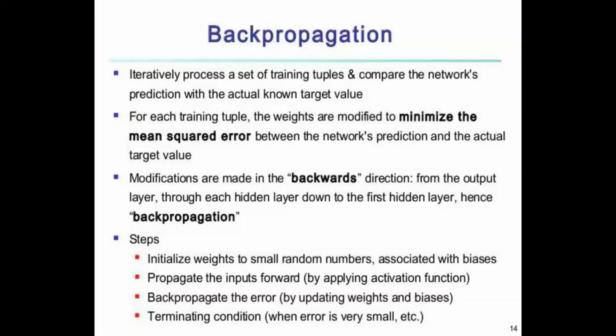You can find the backpropagated error. Err of j equals Oj (1 minus Oj) (Tj minus Oj). Oj is the actual output of unit j. Tj is the known target value for the given training tuple. Oj (1 minus Oj) is the derivative of the logistic function. So finally, you can get the backpropagated errors.